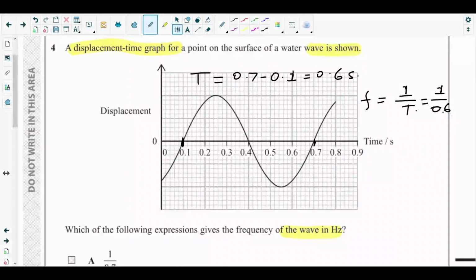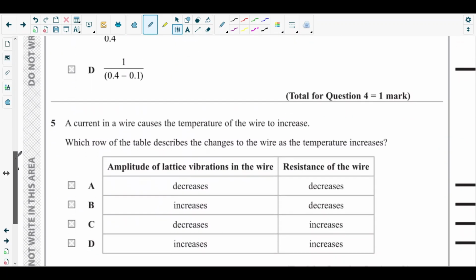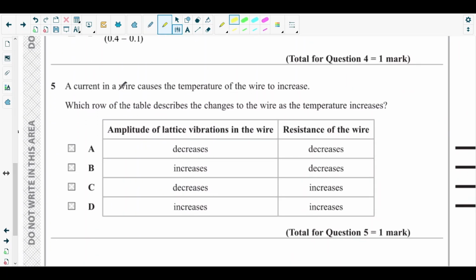Fine. Okay, next is multiple choice question number 5. The question says a current in a wire causes the temperature of the wire to increase. Which row of the table describes the changes to the wire as the temperature increases? The first column says amplitude of lattice vibrations in the wire, and the second column says resistance of the wire.